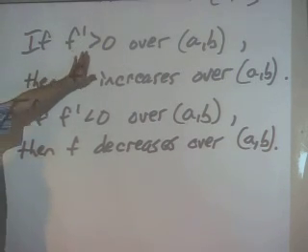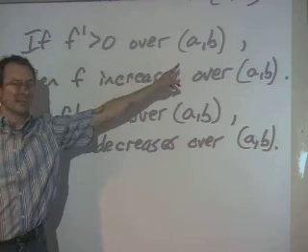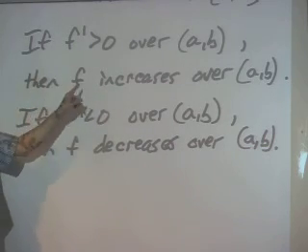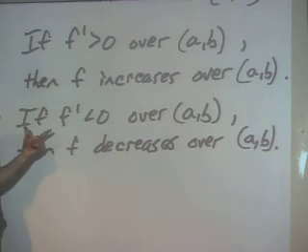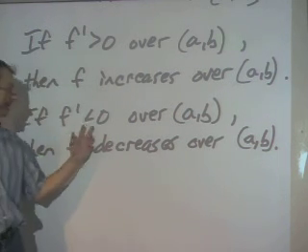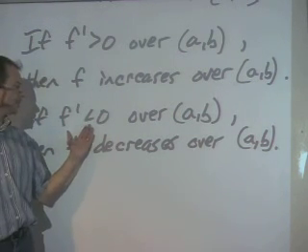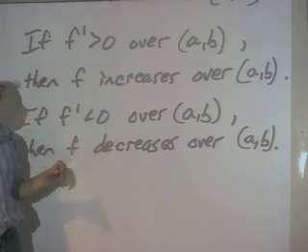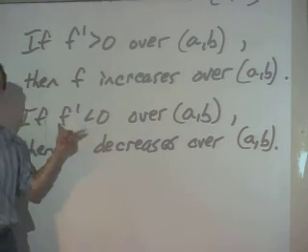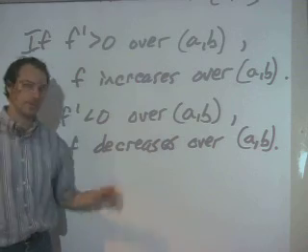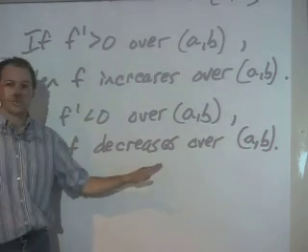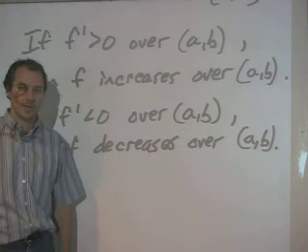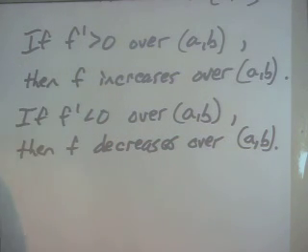If the derivative is positive over an interval, then the function increases over that interval. If the derivative is negative, this is code for negative: if a number is less than 0, it's negative; if it's greater than 0, it's positive. Anyway, if the derivative is negative over some interval, then the function decreases over that interval. That's the behavior theorem. Memorize it.